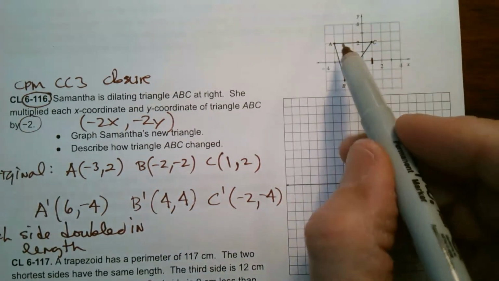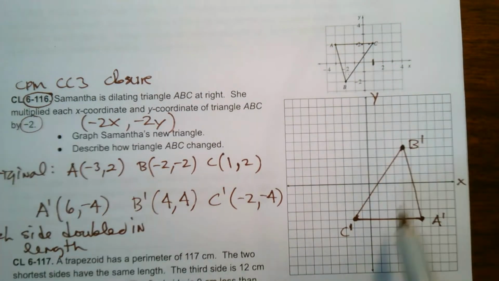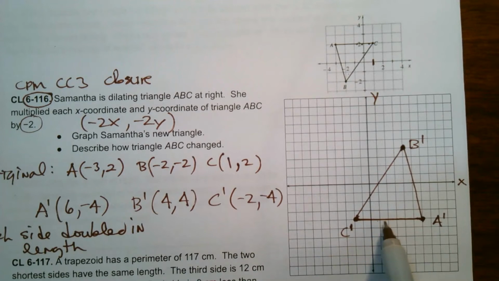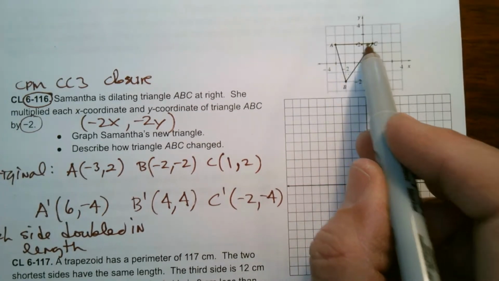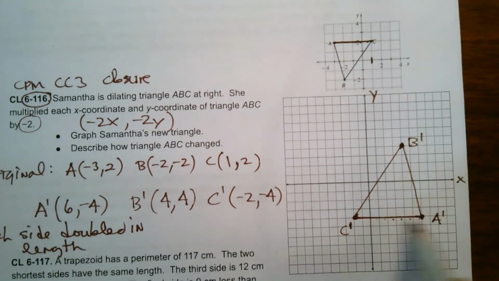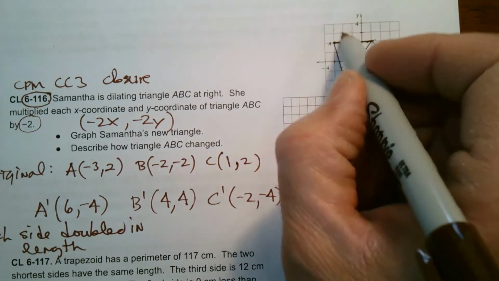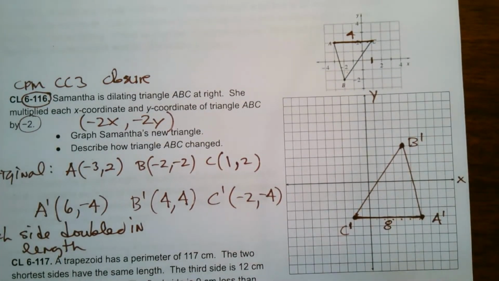Because here was a side length of 1, 2, 3, 4, 5. So that A to C is... I'm sorry, not 5. 1, 2, 3, 4. That A to C was 4. A prime to C prime is 8. So that length is 4, this length is 8. It doubled, right? So each side doubled. What else happened?